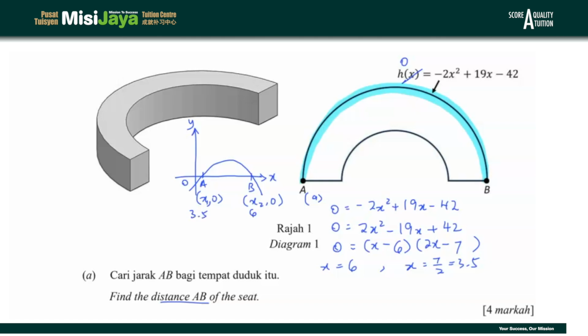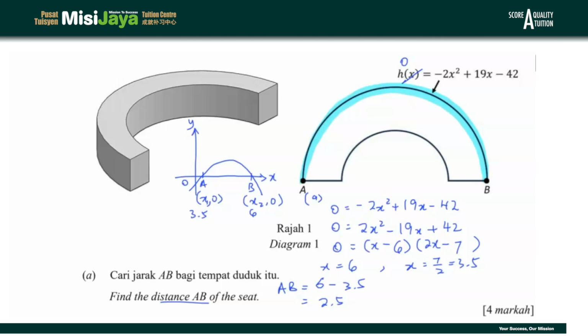So in order to find the distance of AB, I'm going to use the bigger number, 6, minus the smaller number. So 6 minus 3.5 is 2.5, and the unit, no need to write. So just 2.5. So this is 4 marks.